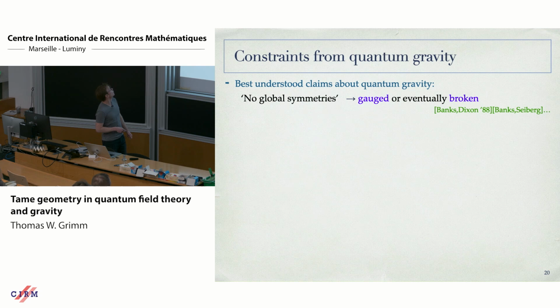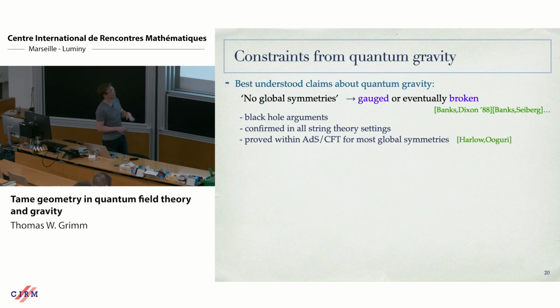Okay. Now, what is one of the best understood conjectures? It's the conjecture that in a theory of quantum gravity, there are no global symmetries. There's a lot of evidence for this, and it goes back many years. There are black hole arguments that they should never have a global symmetry. It has been confirmed in all string theory settings. It has been proved using some dualities.